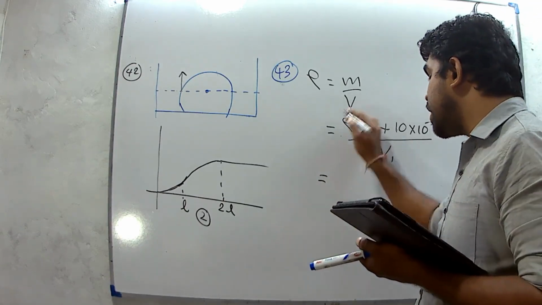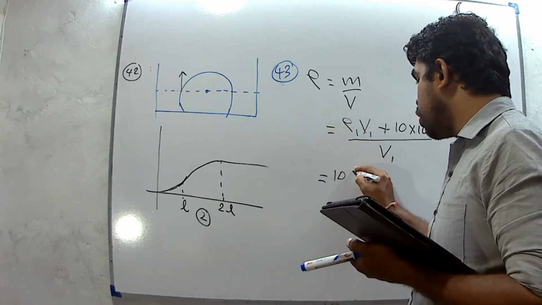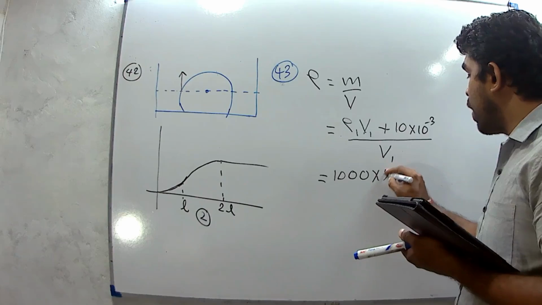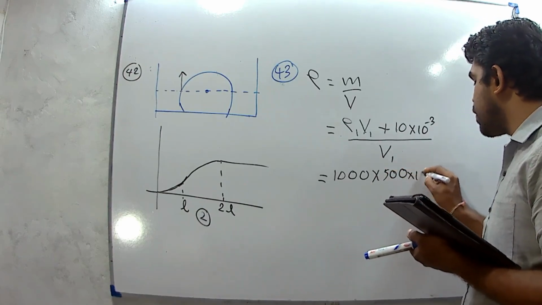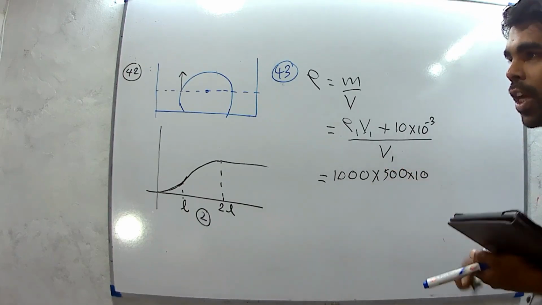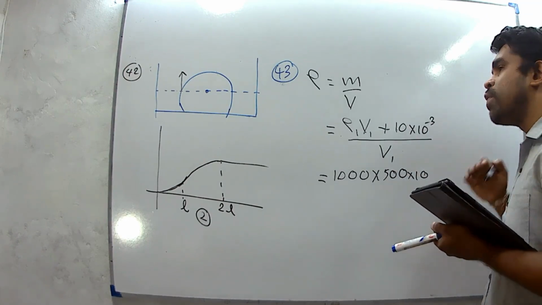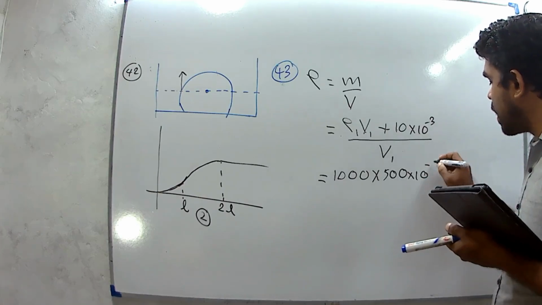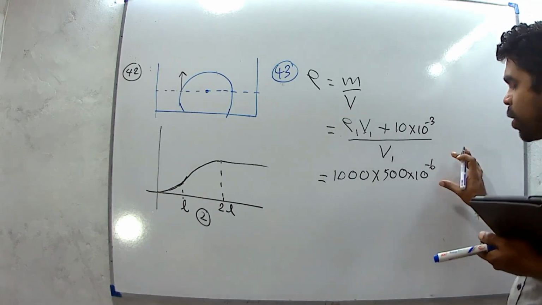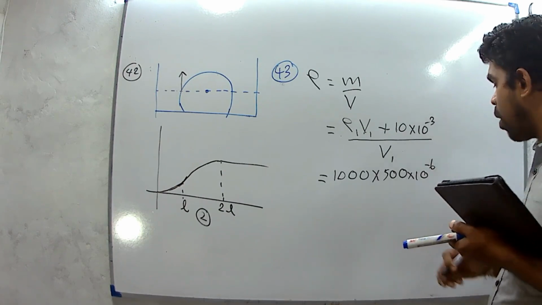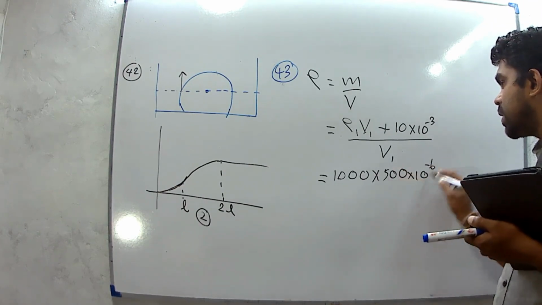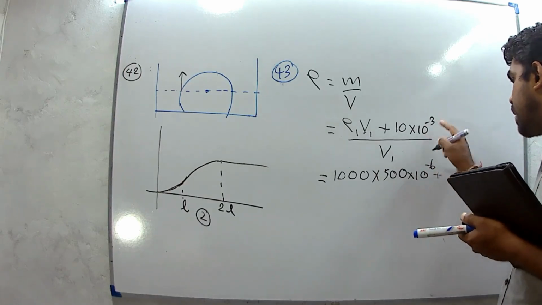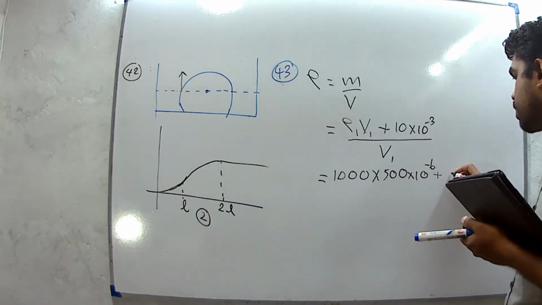Density of the initial water solution is 1000. It is given in the question. Volume is 500 cubic centimeters. We have to convert it to cubic meters. When converting centimeters to meters, we put 10 to the power minus 2. For cubic centimeters, we substitute the third power, 10 to the power minus 6. This is the volume. Then plus 10 into 10 to the power minus 3.